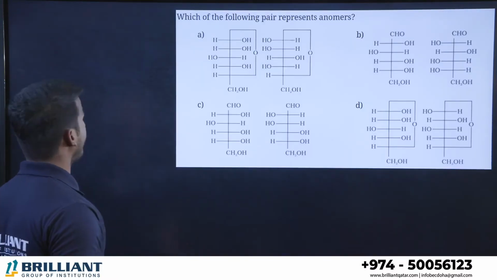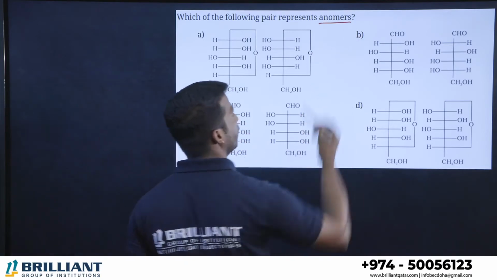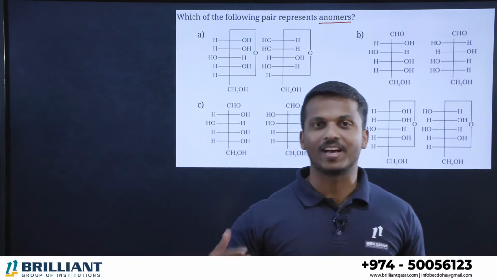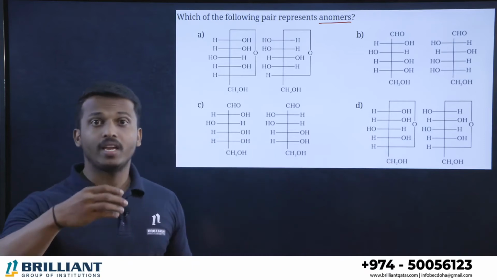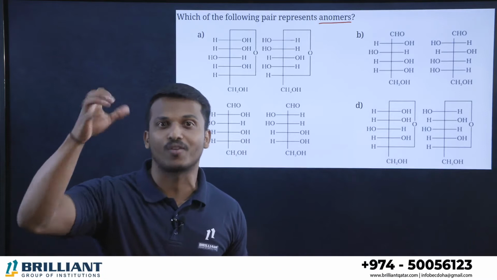Next question, all of you. Which of the following pairs represent anomers? What is meant by anomer? You studied alpha-D-glucose and beta-D-glucose, right? They are the anomers of glucose. When glucose is made into the cyclic structure, the alpha and beta forms are the cyclic structures of glucose.